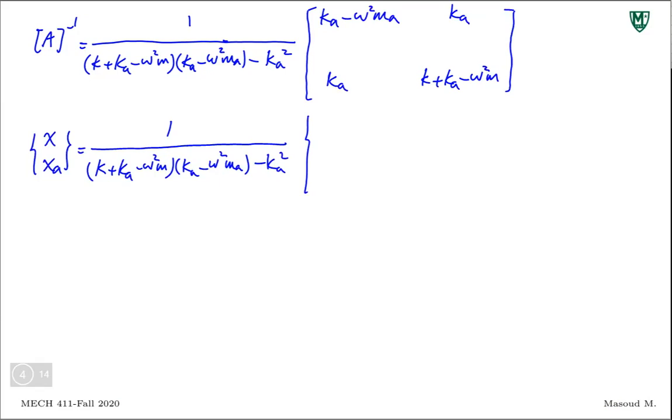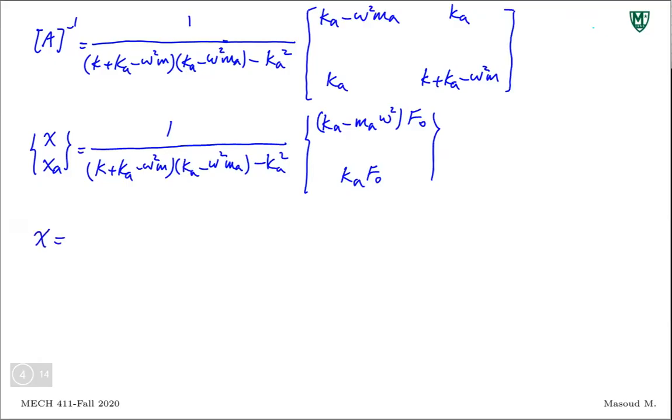If you multiply this vector by f, that will give you ka minus omega squared ma, or let me write it this way, ma omega squared f naught, and the second part becomes ka f naught if we do the multiplication. Remember, we're multiplying this by f naught and 0. So it's a 2 by 2 multiplied by a 2 by 1 vector. All right, so here's what I got.